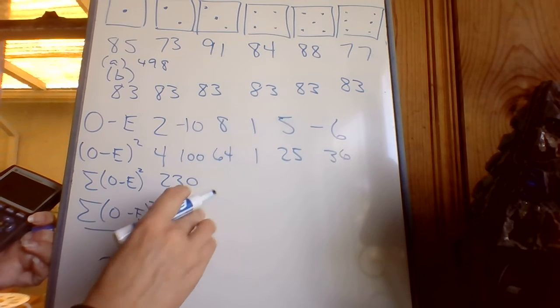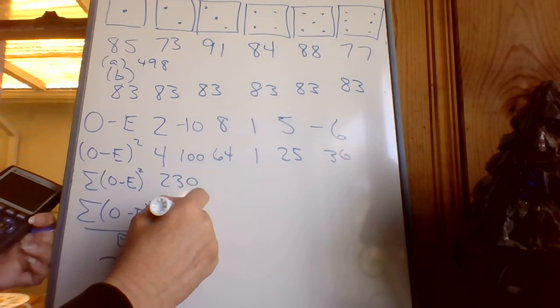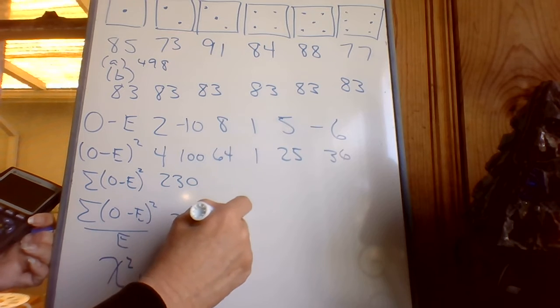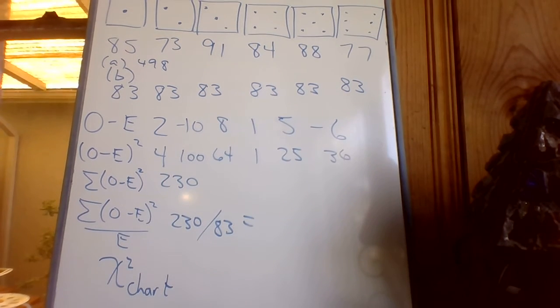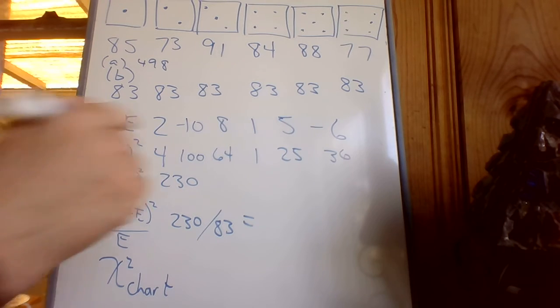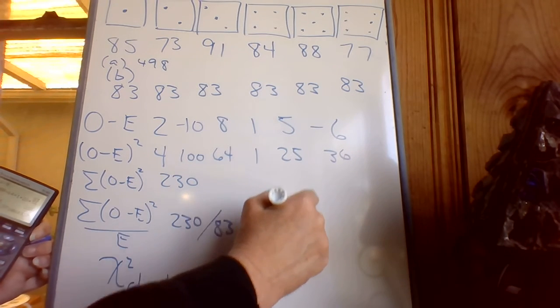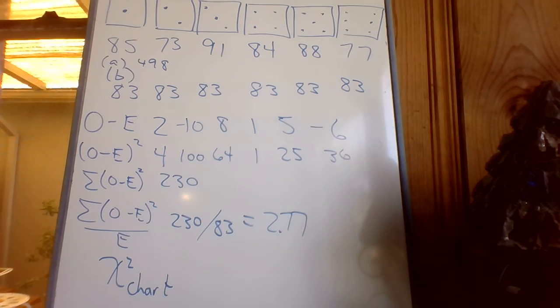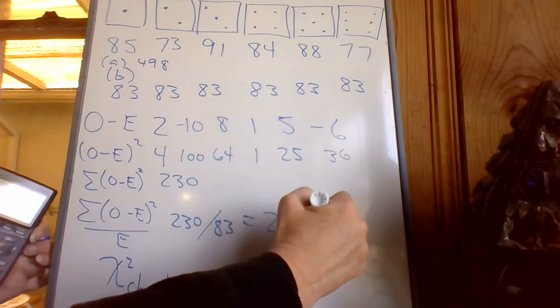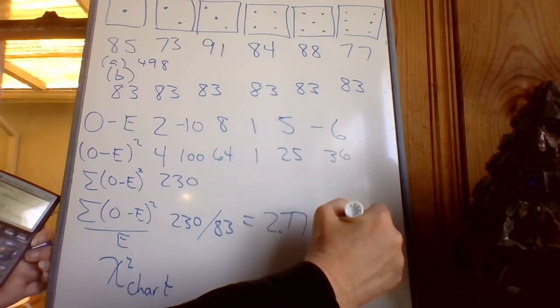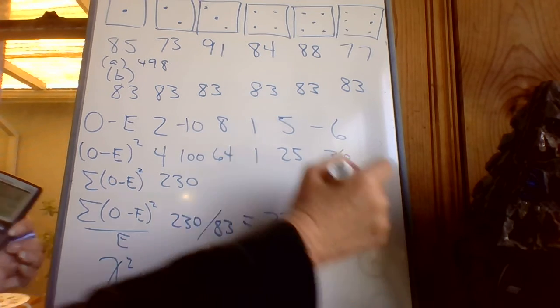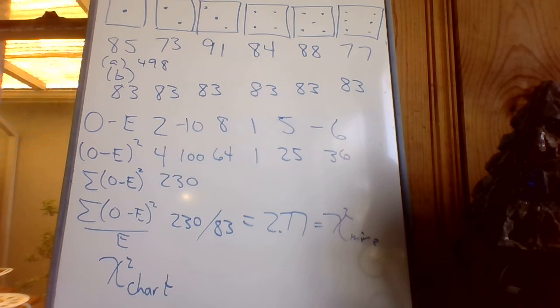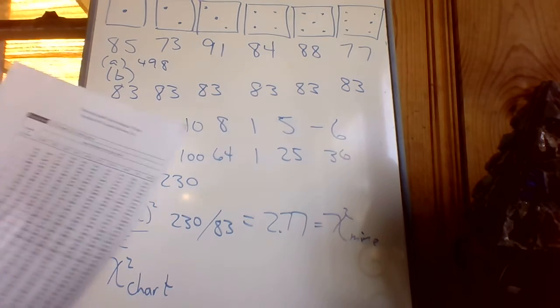And then I'm supposed to divide by the expected, which was 83. That's 2.77. Well, that takes care of question C. This is chi-squared. I have to compare that to the chart. So part D in this is to go and get a number from the chart.